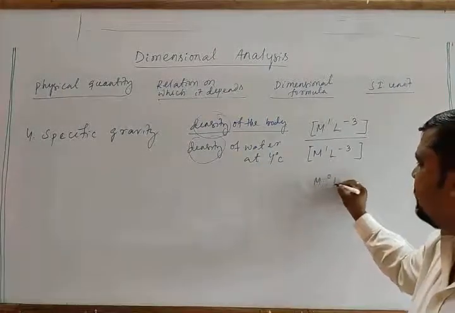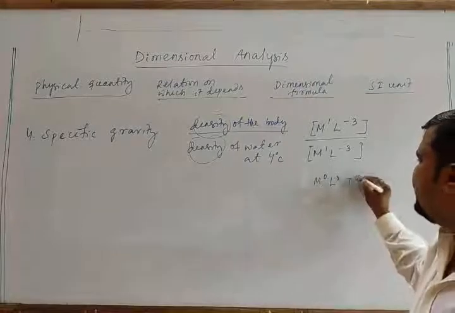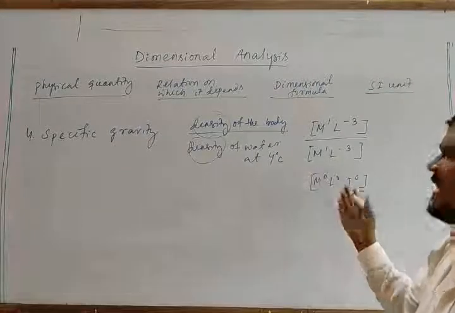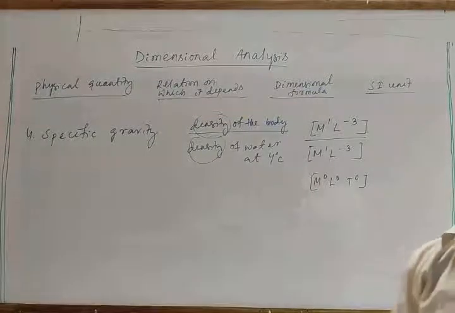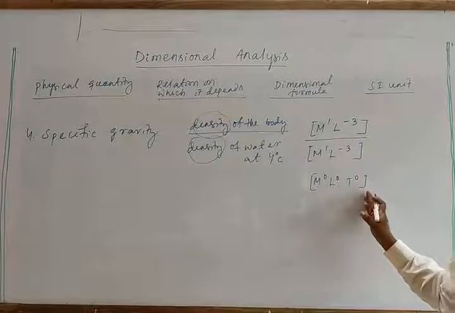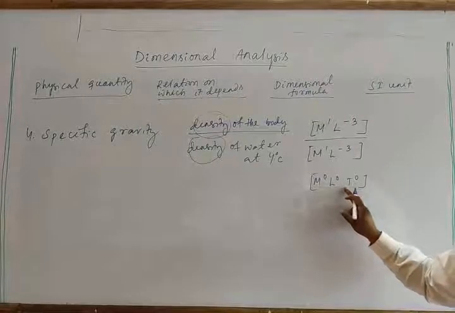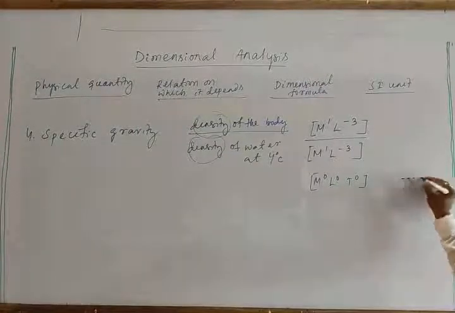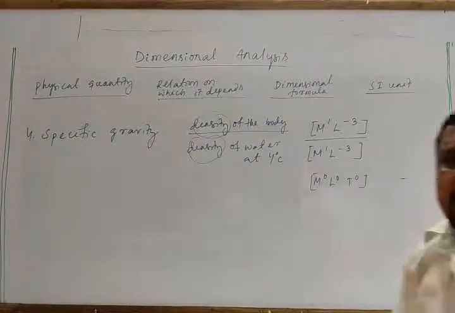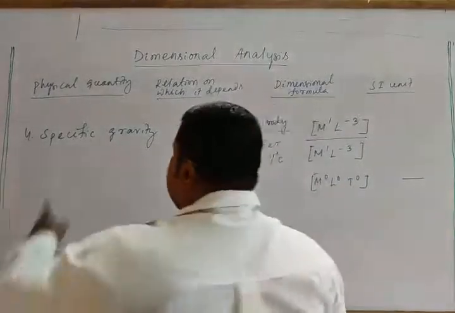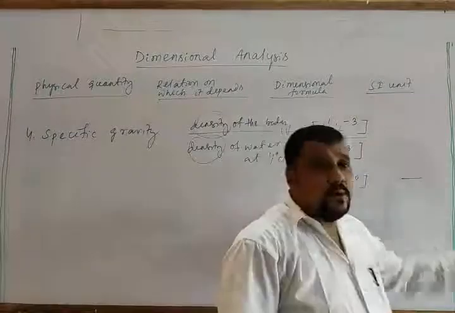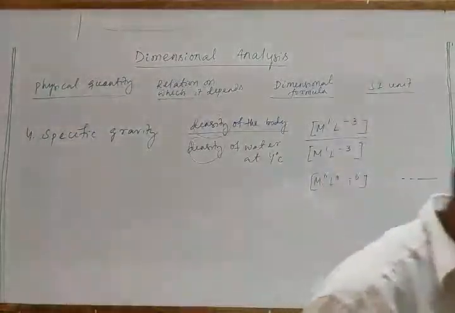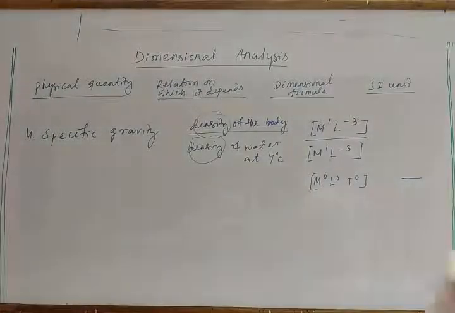You will get M^0 L^0. You can also put T^0. So you can write this as the dimensional formula. Then what is the SI unit? It does not depend on mass and time. The powers are 0, so there is no unit. So specific gravity is a physical quantity that has no dimension and no unit. It has no dimension and no unit.